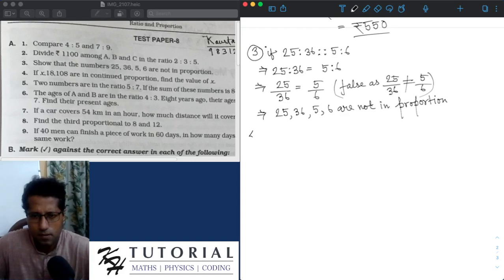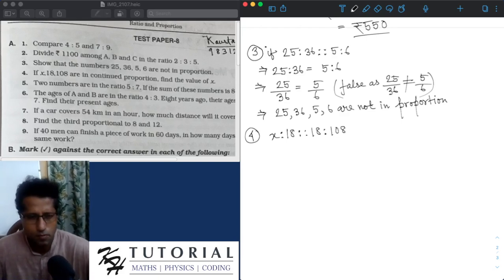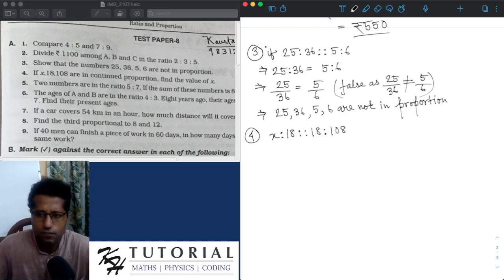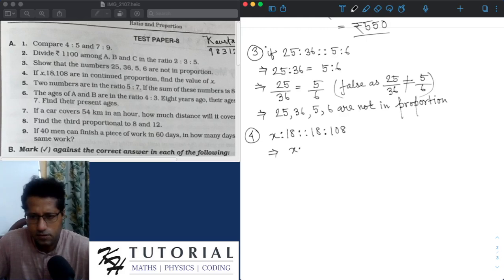Okay. Let's do question number 4. It says that if x, 18, 108 are in continued proportion, find the value of x. So it is given that x, 18 and 108 are in continued proportion, which means that x is to 18 is equal to 18 is to 108. Here the middle term is 18, which is the mean proportional to x and 108. So we have this. Now this implies that x is to 18 equals 18 is to 108.